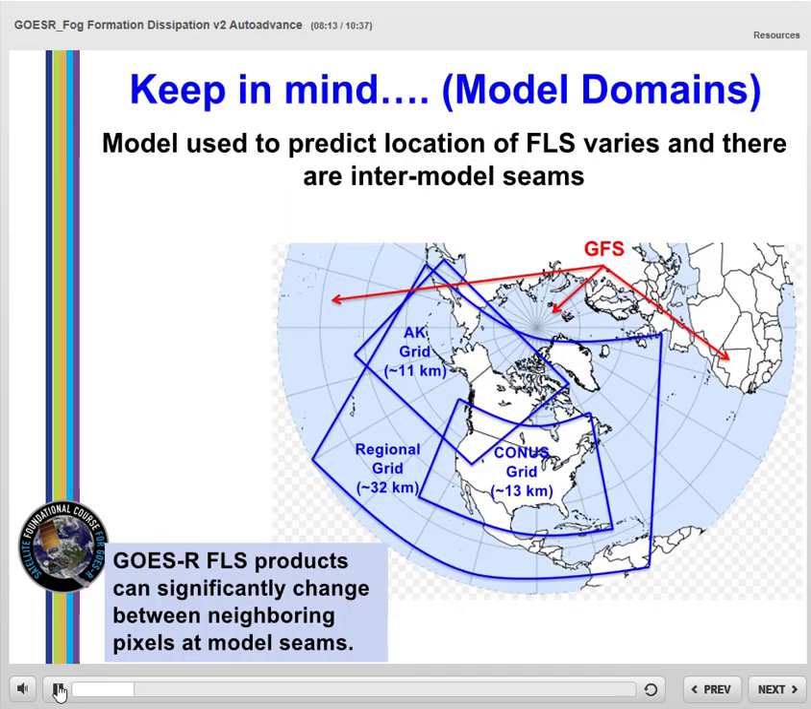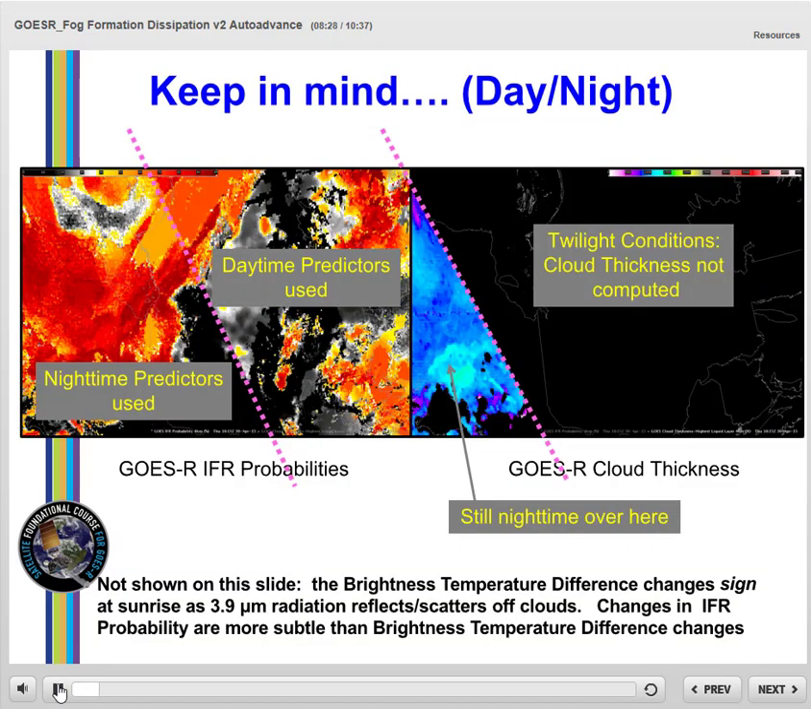The model data used in IFR probability varies by region. Domains and resolutions are noted on this slide. If you're forecasting outside of North America, you might see probability differences at the model boundaries because GFS and rapid refresh solutions will vary. There are occasional stray light issues around the equinoxes and brightness temperature difference fields, and that can affect IFR probability fields. That's not shown here, but be aware of it.